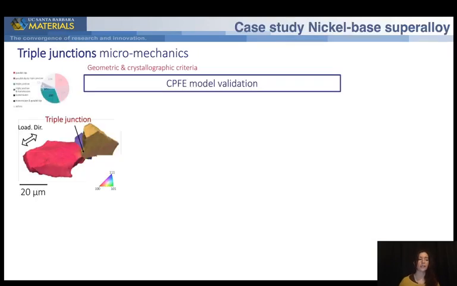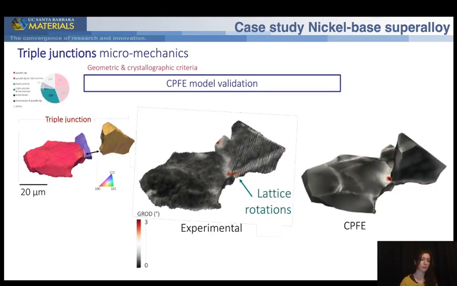One way to validate our model and approach is to compare the spatial distribution of crystal rotations between the experiment and calculation. Here I am plotting for this particular triple junction the rotations obtained experimentally on the left, and with the calculation on the right. You can see that not only the location, but also the magnitude of the lattice rotations are comparable.